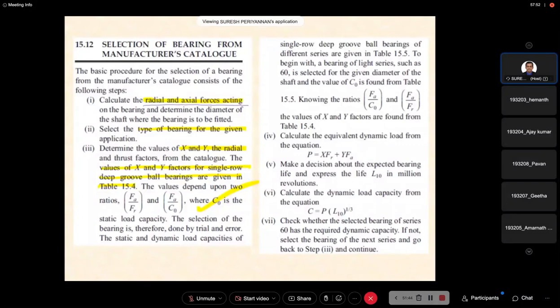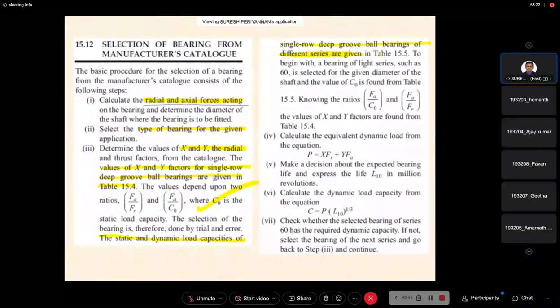These things are going to be done by trial and error. Whatever we discussed, we have to find out, for example, whether the e value is less than, greater than, or equal. Now come to the next table. We are going to discuss the static and dynamic load carrying capacities of single row deep groove ball bearings of different series. What are the different series? We are going to discuss that next.